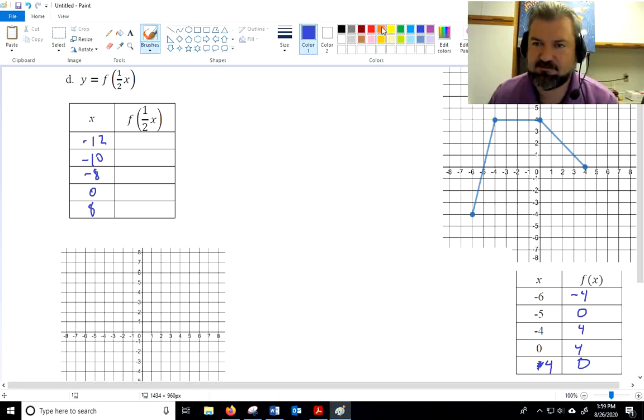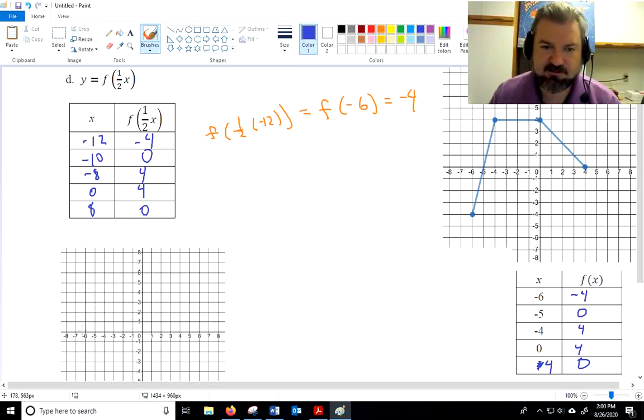And then when I plug them in, if you're curious how it's going to work, remember we have to multiply by half first before we evaluate the function. Well, that becomes f of 1/2 of negative 12 is negative 6, but the f of negative 6 is negative 4. So this is what's going to happen on each one of them. These are going to be negative 4, that's going to be 0, that's going to be 4, that's going to be 4, that's going to be 0. So I'm way over here. I actually don't have enough room to graph it. All the way up until negative 8 goes to 4. And then that goes all the way across. And then 8 goes to 0.